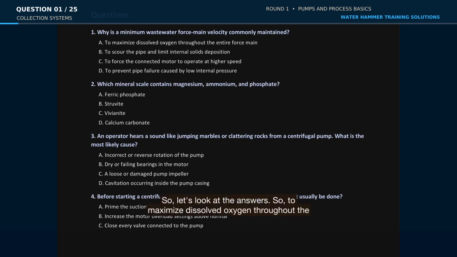So let's look at the answers. To maximize dissolved oxygen throughout the entire force main, no. While it does create turbulence, introducing air into it, that is not why we do it. Is it B, to scour the pipe and limit internal solids deposition? Yes. The scouring rate in your conveyance systems is generally at or around 2 feet per second. That's going to lift the solids and not allow them to deposit. So B is looking good.